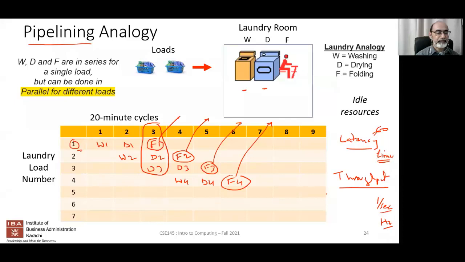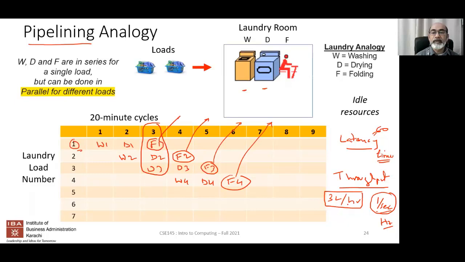The time it takes for one laundry to get completed. That's in units of time. But we said throughput is 1 over time, so it's not time. Sir, so we could say 3 cycles per hour. Three loads per hour. Okay, so that it has the right units. This is saying that in 1 hour, I can get 3 loads of laundry through the system. So that's the right answer.